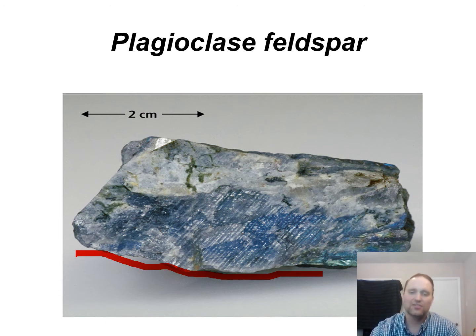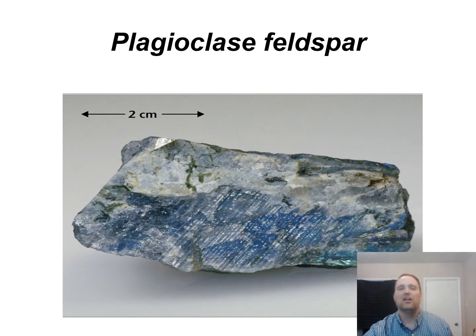Now, one diagnostic feature for plagioclase are these faint lines that you see on the surface. They're almost perfectly straight and almost perfectly parallel with each other. Plagioclase will have that, but potassium feldspar will not. Instead, potassium feldspar will have these kind of wavy lines. You can see that they are more inside of the crystal.